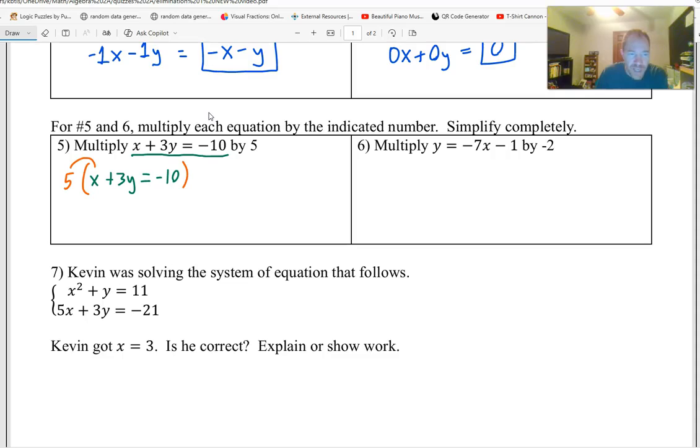So we'll do 5 times x, that's going to be 5x. We'll do 5 times positive 3y, that's positive 15y. And we're going to do 5 times a negative 10 also. That's coming after the equal sign, so that's going to equal negative 50. Simplify completely. There's nothing to simplify at this point. It's 5x plus 15y. That doesn't combine. They're not like terms.